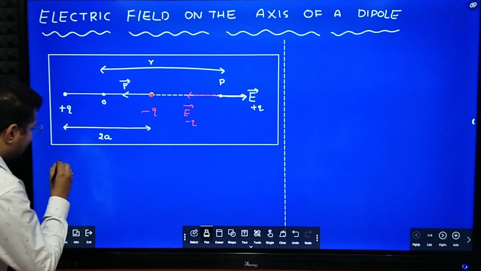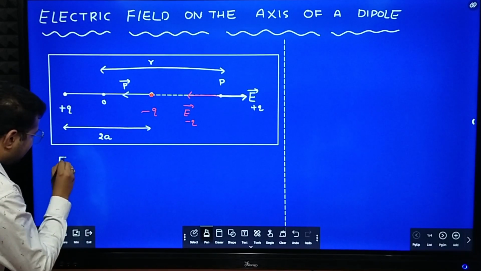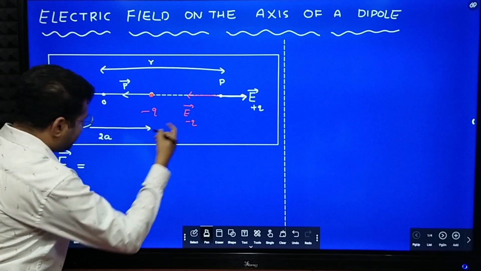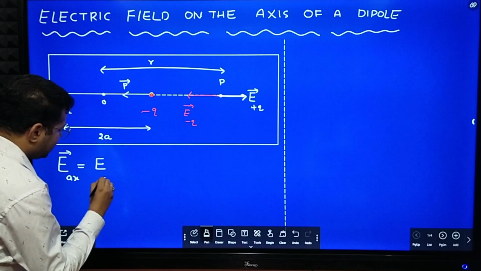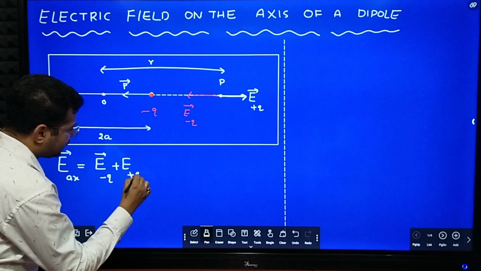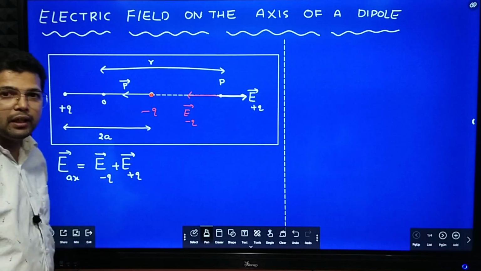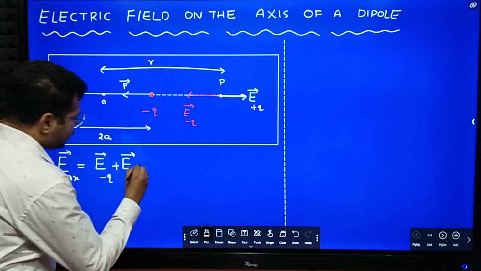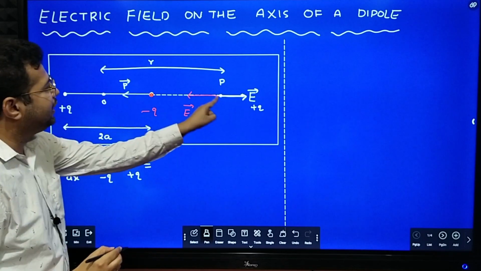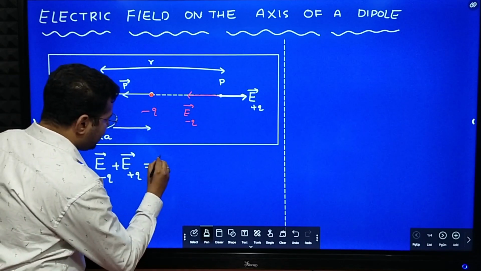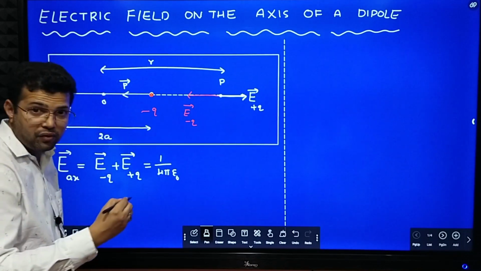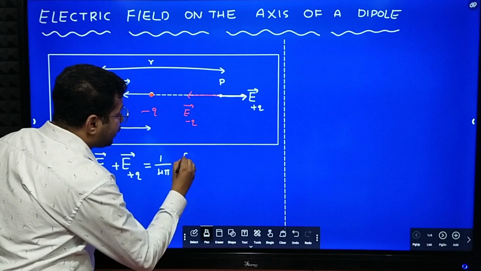Now resultant axial electric field is equal to, I'll write here, E axial is equal to electric field due to negative charge plus electric field due to positive charge. So what is electric field due to negative charge? What is electric field due to this charge here? So that is equal to 1 by 4 pi epsilon naught into q by r square. That is the equation of electric field, q divided by r square.